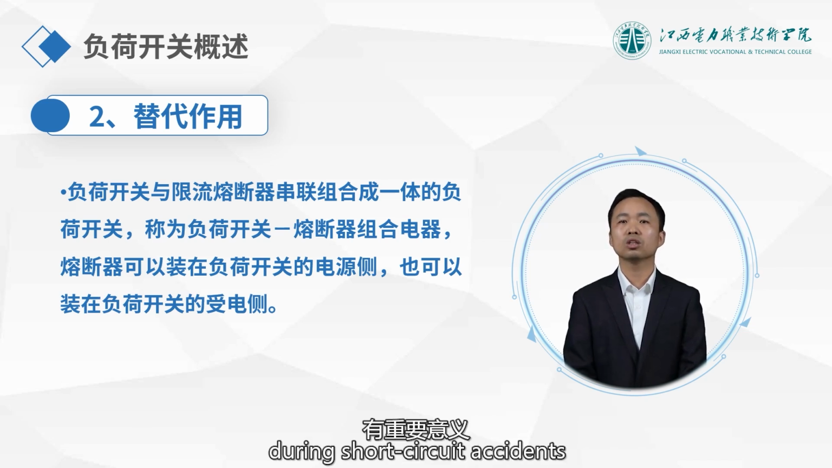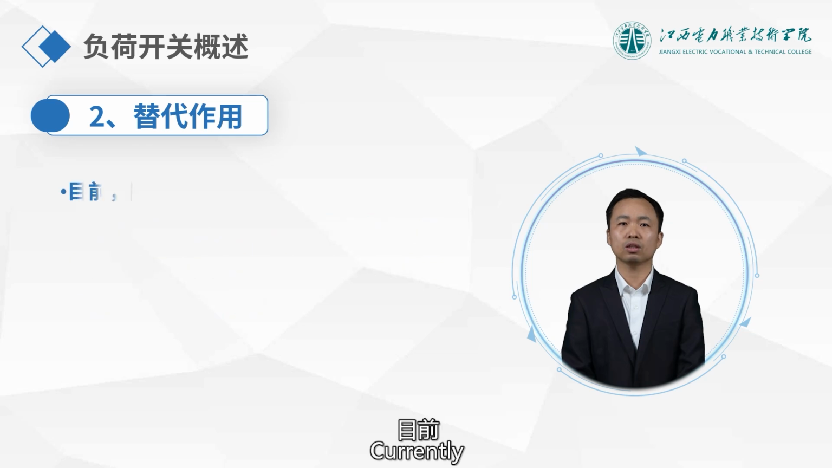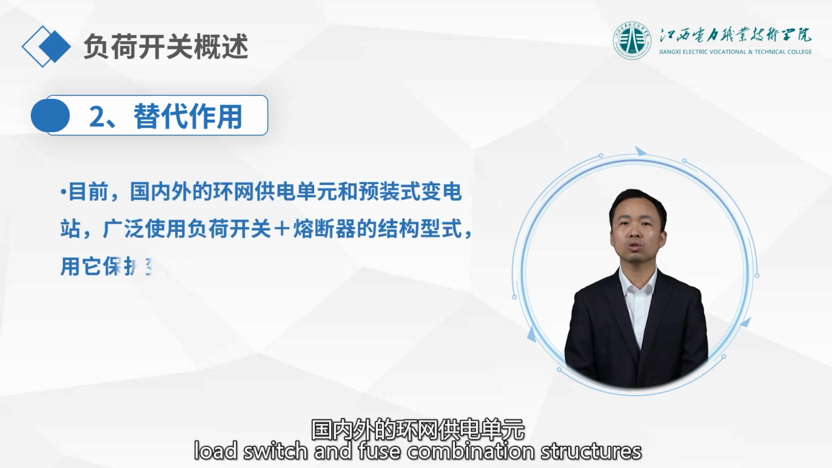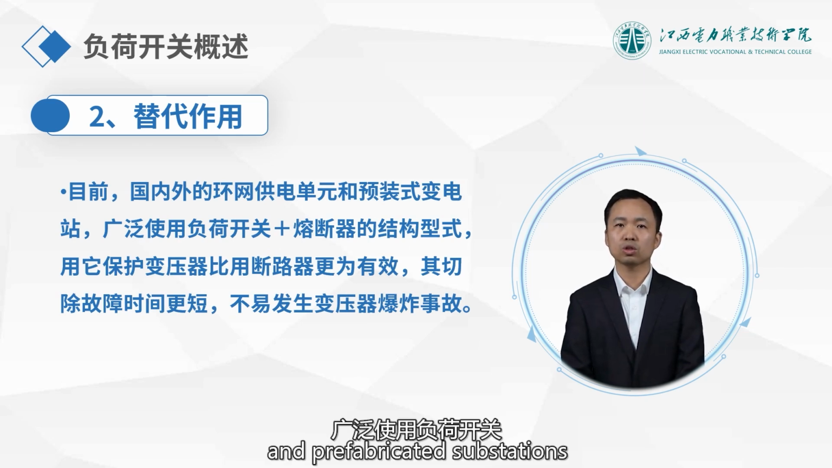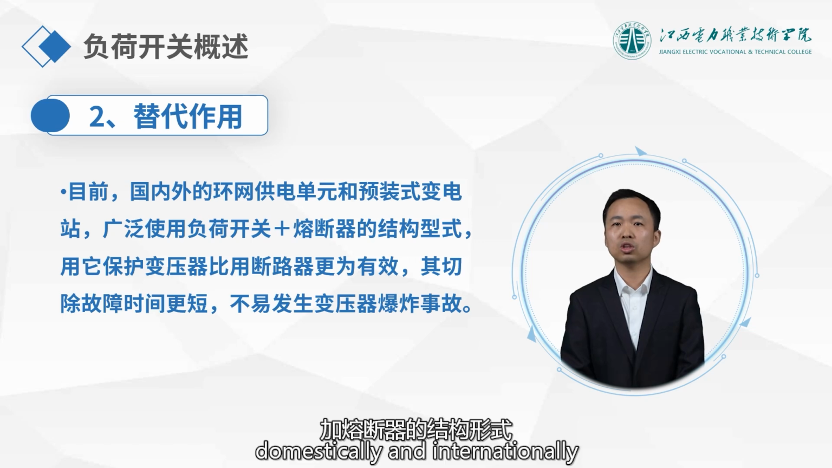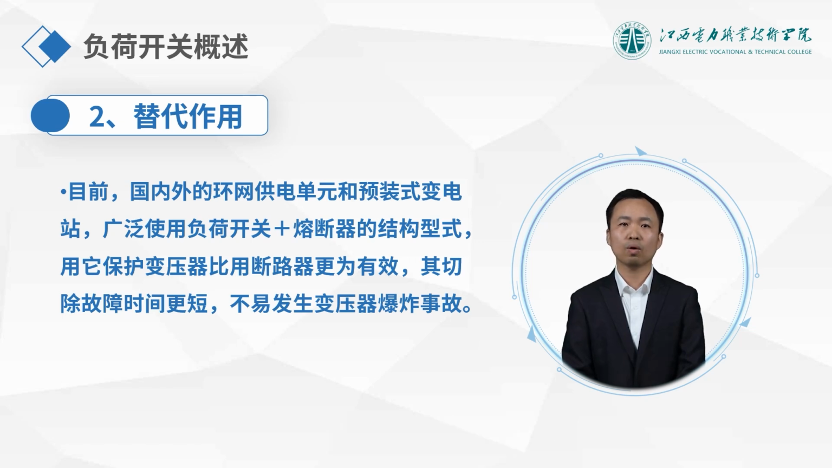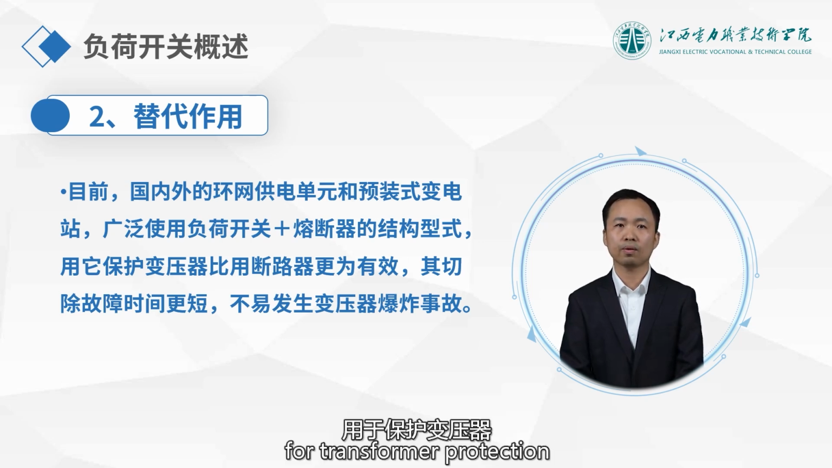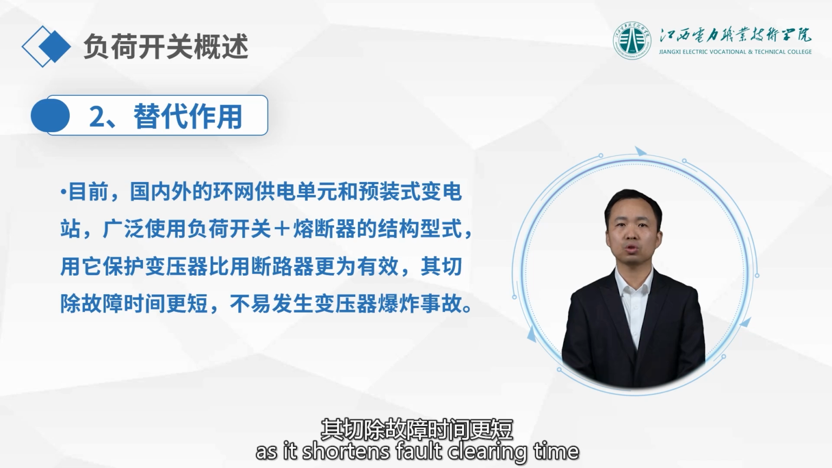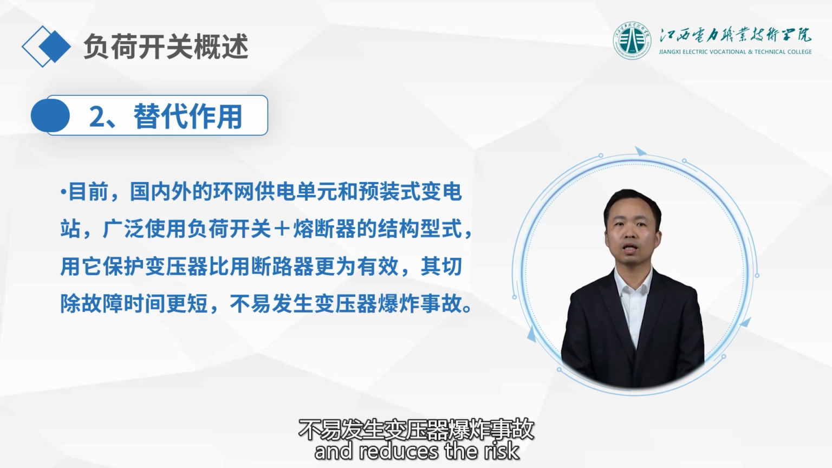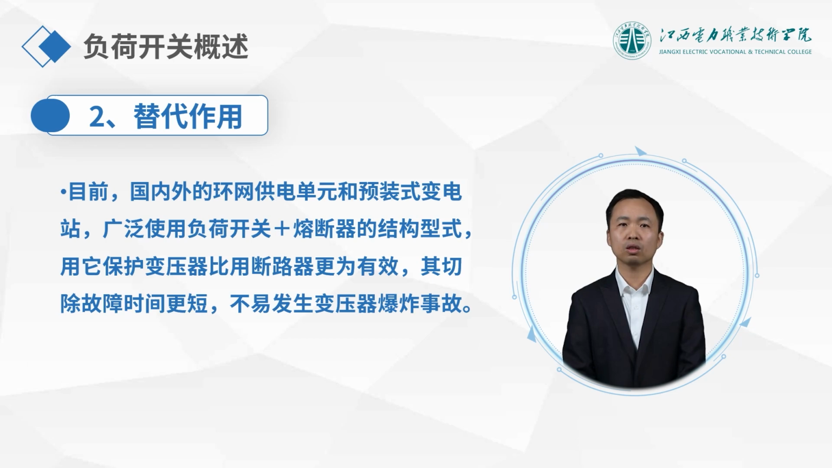grid during short-circuit accidents. Currently, load switch and fuse combination structures are widely used in ring main units and fabricated substations, domestically and internationally. For transformer protection, it is more effective than using a circuit breaker as it shortens fault clearing time and reduces the risk of transformer explosions.